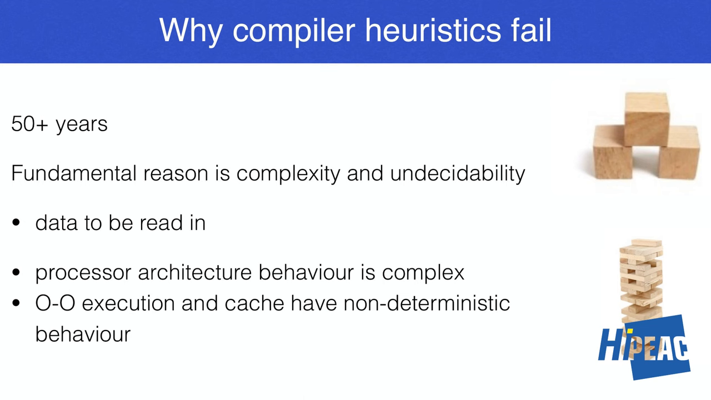Fundamentally, processor architecture behavior is very complex and ever-changing. And particularly if you look at new devices where we don't even know what the architecture is because it's hidden behind an OpenCL interface. Out-of-order behavior and cache have non-deterministic behavior on your code. So if it's non-deterministic, complicated, and you've got an undecidable problem, no wonder we don't do too well.